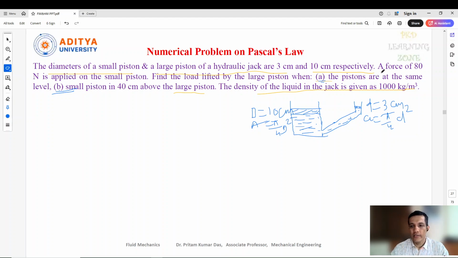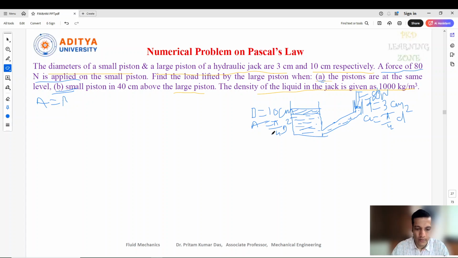Now what is given next? A force 80 Newton is applied on the small piston. So this is the small piston, so here one force will be applied here. Let's give the remark here like this. Force, how much is there? 80 Newton. Okay, and what is the load going to be lifted by this due to this force? Okay, that needs to be calculated. So previously how we have done the problem, similar way here also you can solve it. So again we need to calculate the value of A, as I told you here, pi by 4 d square.